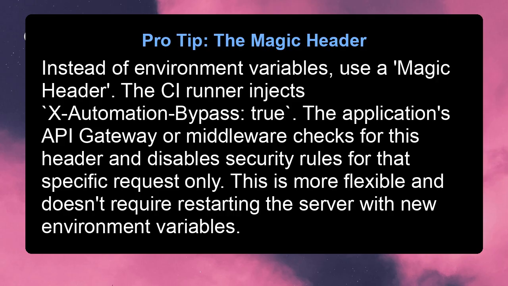Pro tip, the magic header. Instead of environment variables, use a magic header. The CI runner injects X-Automation-Bypass: true. The application's API gateway or middleware checks for this header and disables security rules for that specific request only. This is more flexible and does not require restarting the server with new environment variables.